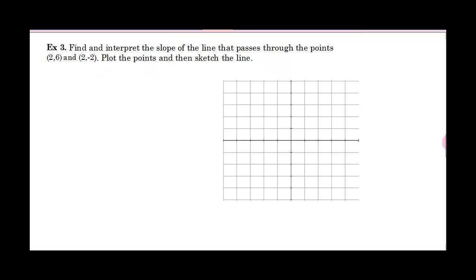Okay, now let's see what happens when I find the slope of these 2 points here. I know that my slope is going to be the change in y, so I start with the second numbers and I say -2 minus 6 over 2 minus 2. Let's change. We end up with -8 over 0.